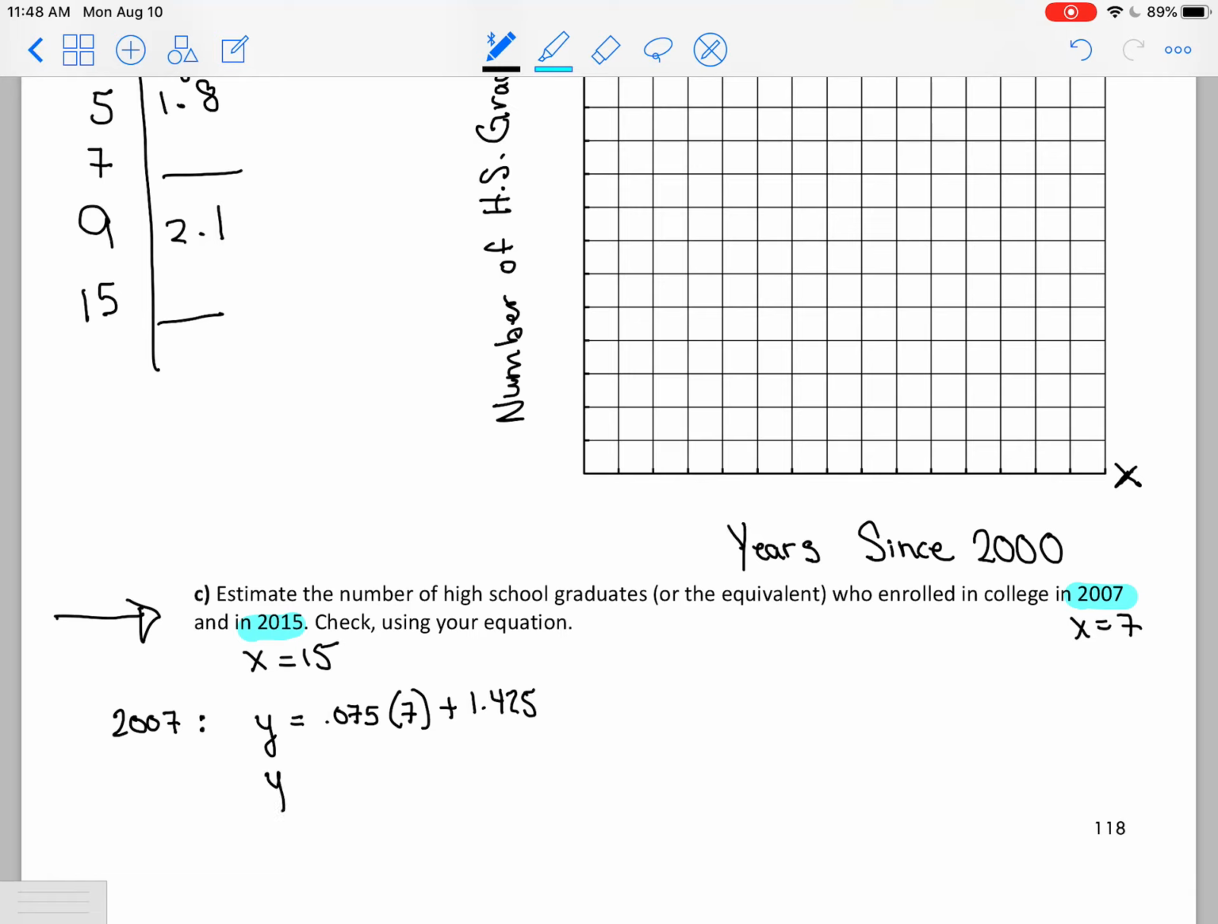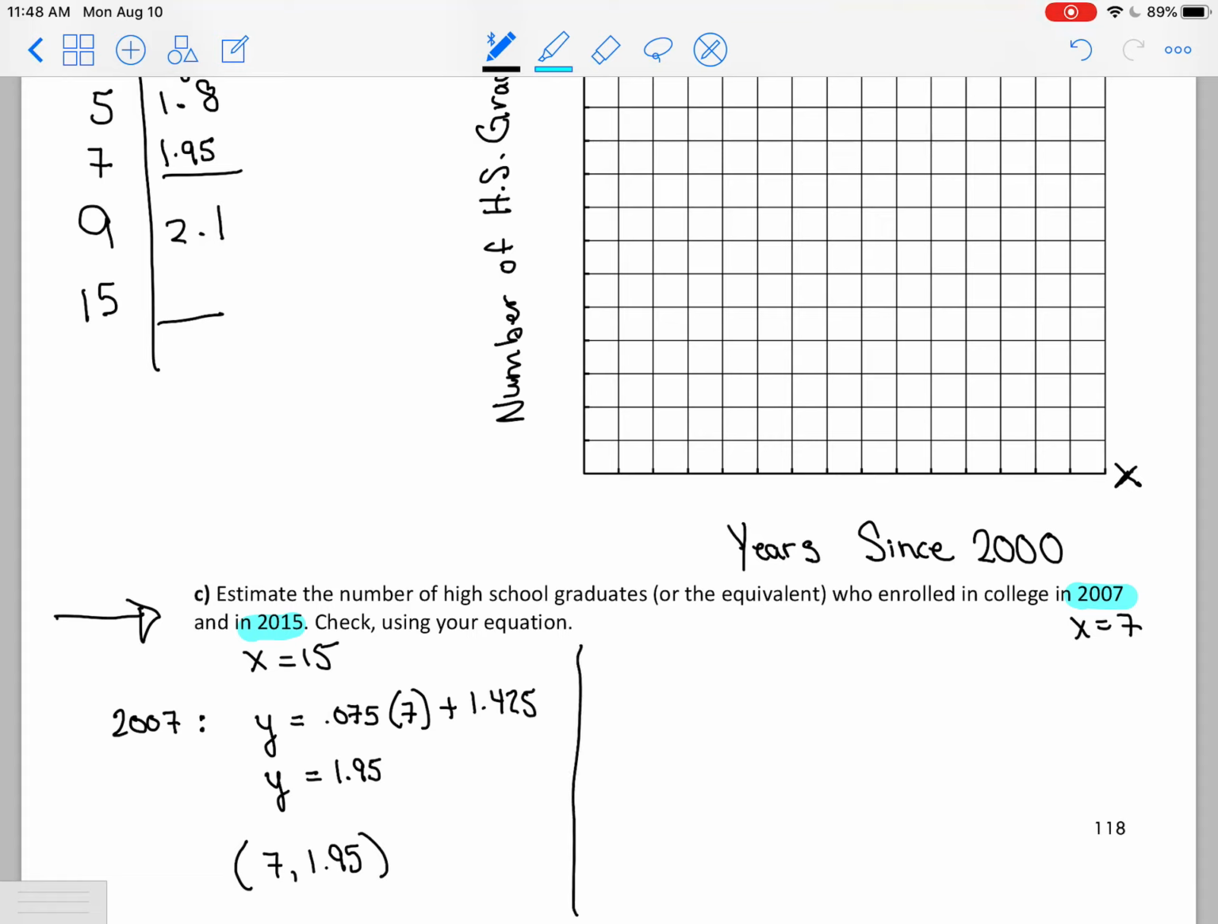Now, of course, you guys would do the math. You would double check everything. I'm going to try to save some time in the video here. Okay, so y is equal to 1.95 million students in 2007. So my coordinate would be 7, 1.95. Cool. So we come back up here, and that actually fits in there nicely. It looks like we did the math correctly because it is right between 1.8 and 2.1.